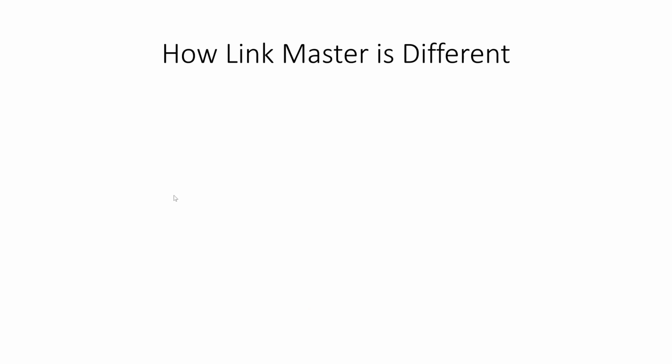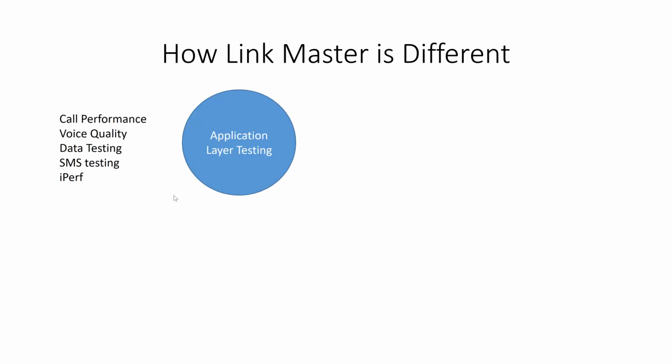So let's first start by talking about how LinkMaster is a little bit different than perhaps other network testing tools you've used before. There's three basic application type testing. The first is an application layer, where you're going to look at call performance or voice quality testing. You might look at specific data testing, like throughput or text messaging, SMS testing.